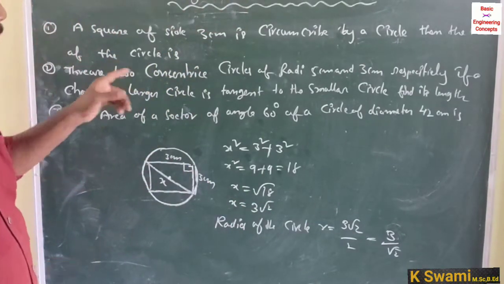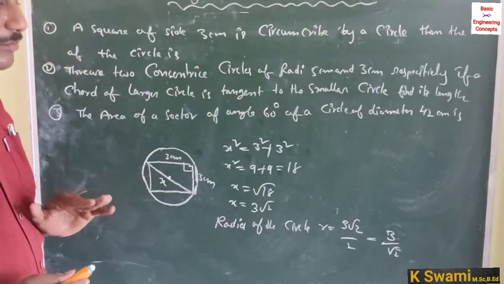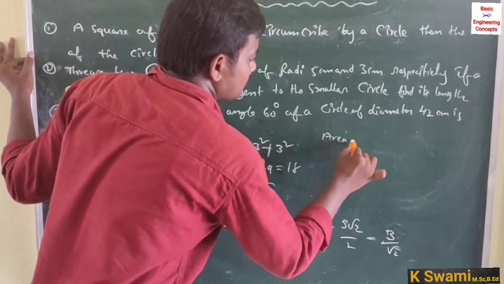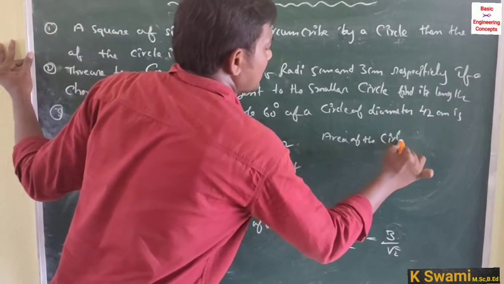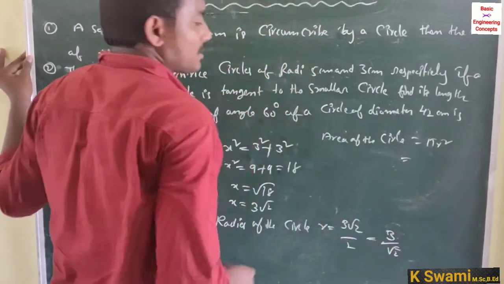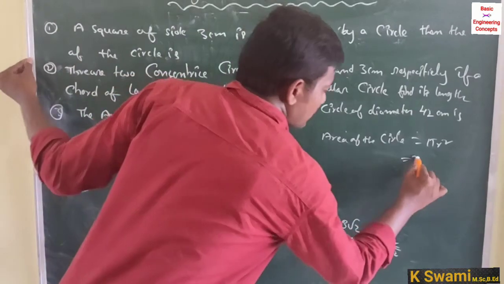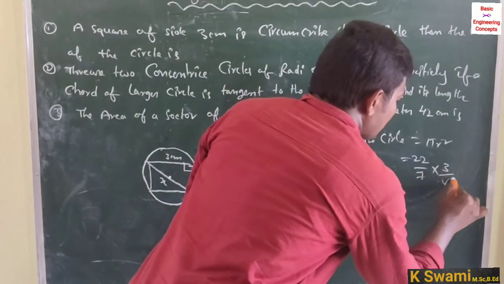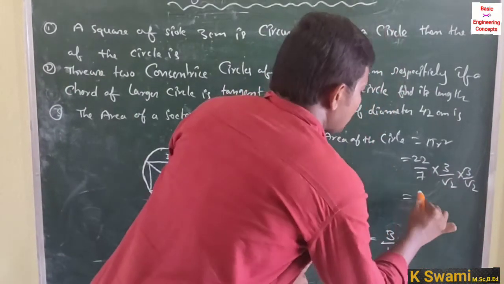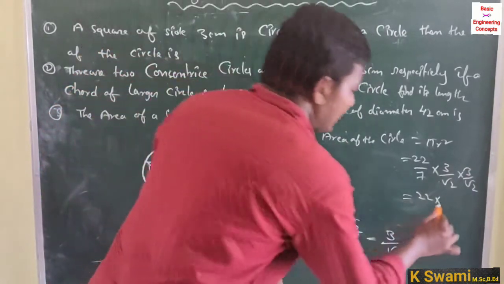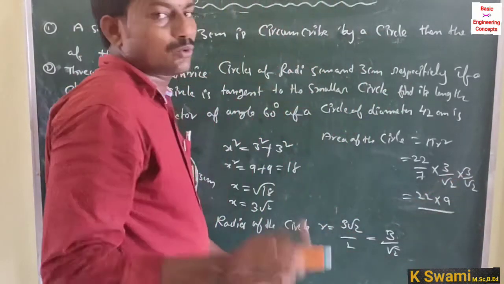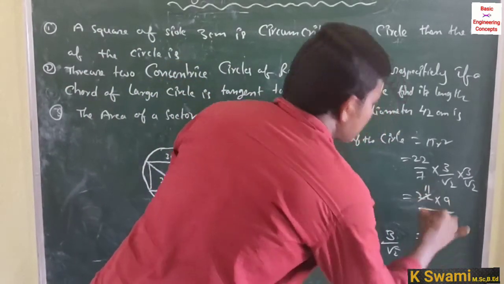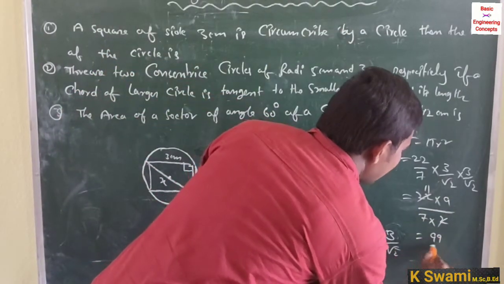To find the area of the circle, we know that the area of the circle is equal to pi r square. Pi means 22 by 7. r square means 3 by root 2 into 3 by root 2. So 22 into 3 3s are 9. Root 2 into root 2 is equal to 2. So 7 into 2, 2 11s are 11, 9s are 99 by 7.